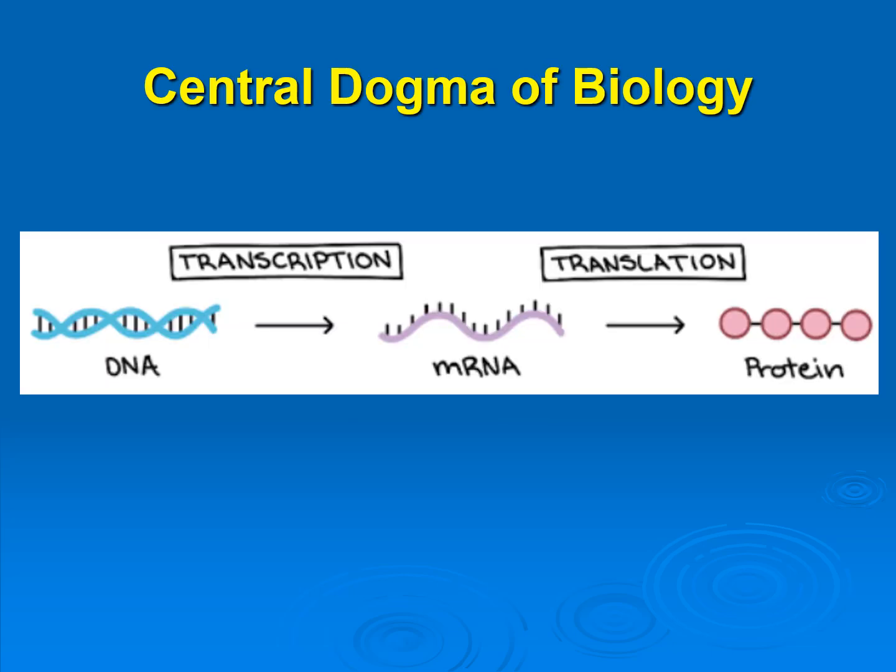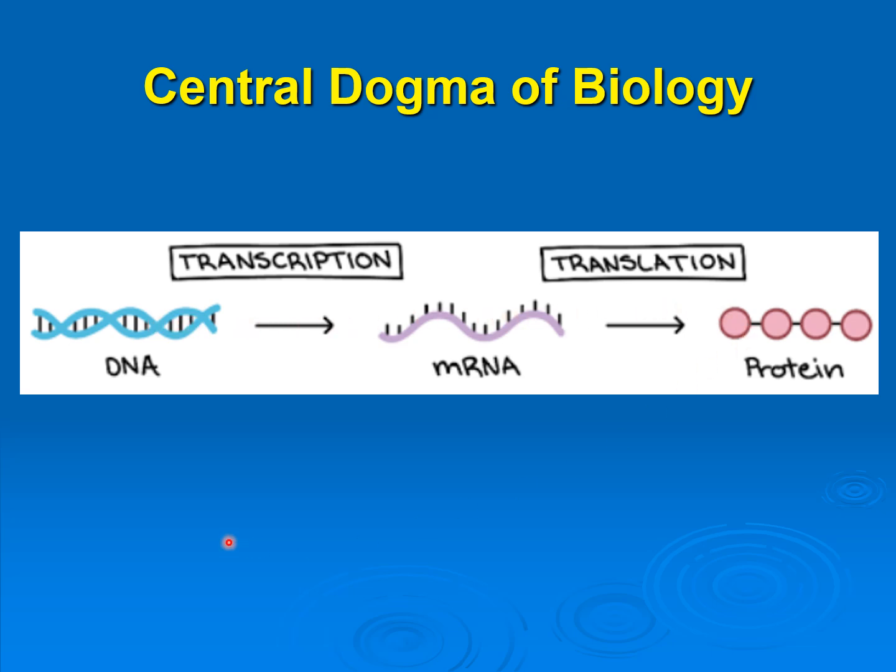The central dogma of biology is really important. A dogma is just a principle. So basically we're just talking about the main principle of biology. And what this is, it's just describing how we go from the gene in the DNA that's coding for the protein and how we end up making that protein.